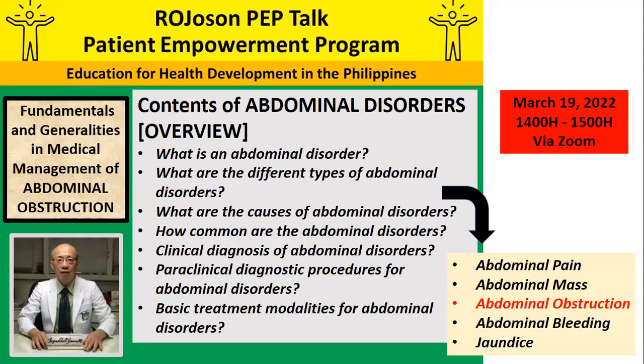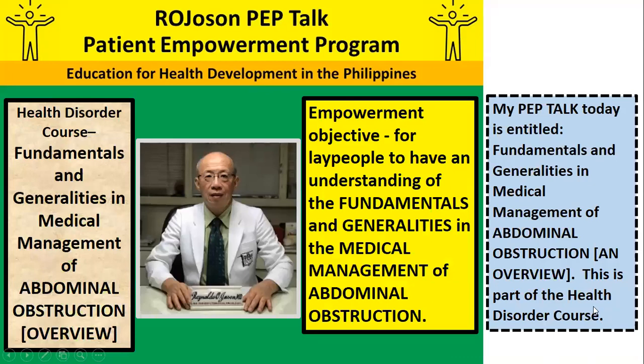Last March 19, I started with this module on abdomen. So I started with abdominal disorders, an overview, in which I talk about the 5 common abdominal disorders: abdominal pain, mass, obstruction, bleeding, and jaundice. Today we will be tackling abdominal obstruction as a disorder. So my pep talk today is entitled Fundamentals and Generalities in the Medical Management of Abdominal Obstruction, an overview. This is part of the health disorder course.